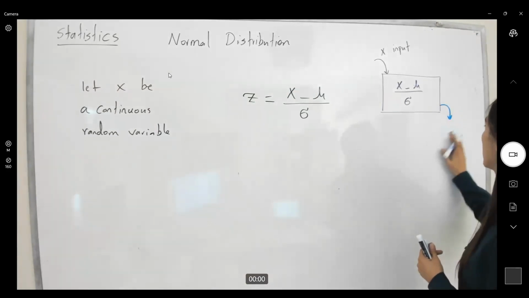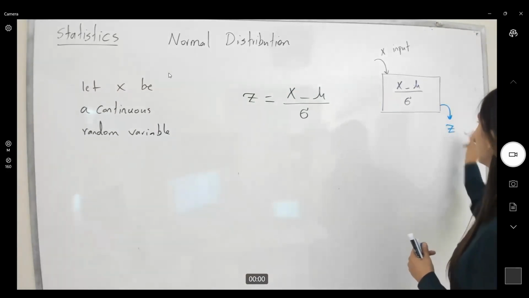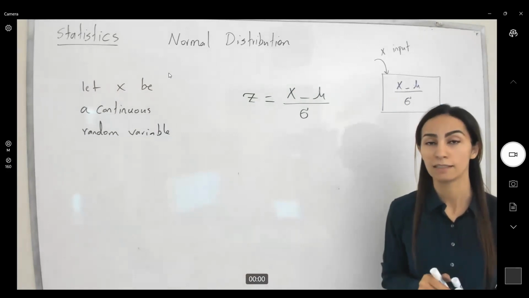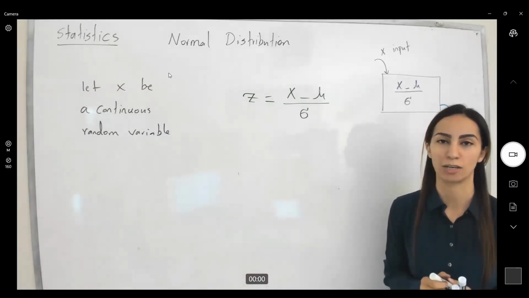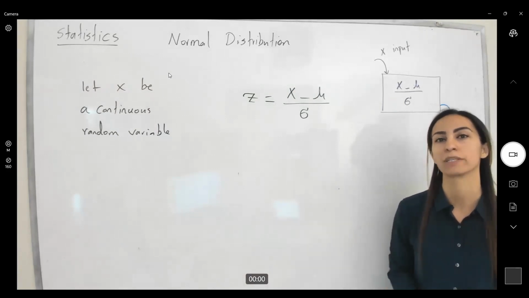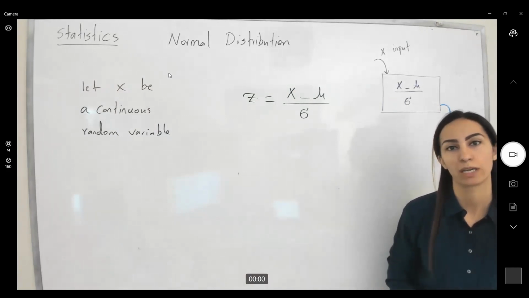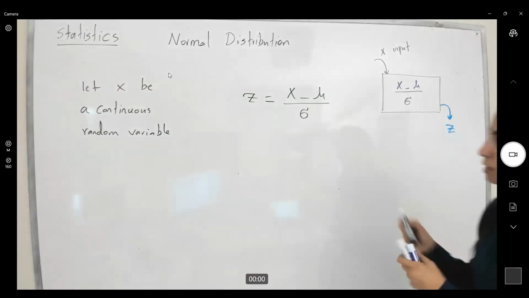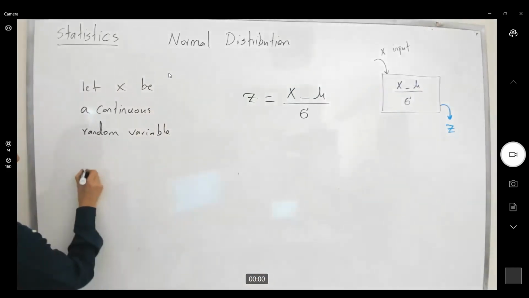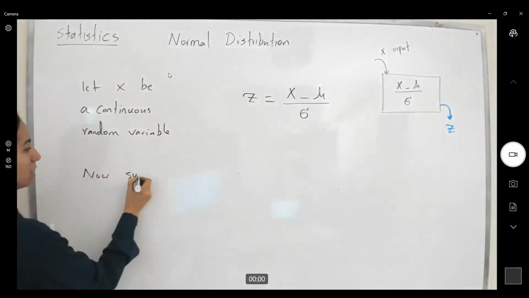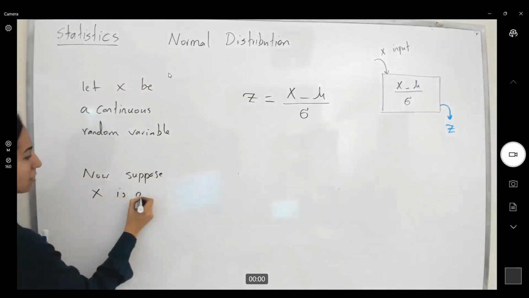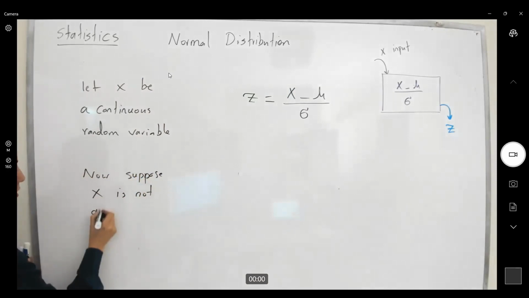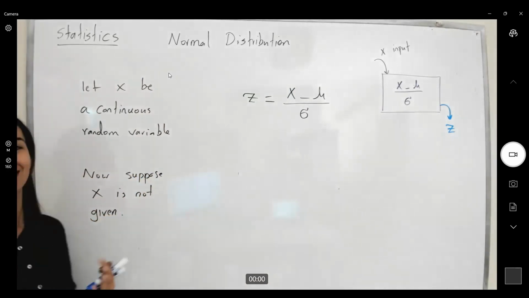Now I expect you to ask, what if I have Z and I want to know what was the actual data? What was the actual number that I was working with? Okay. Now, suppose X is not given. What is given? Z is given.